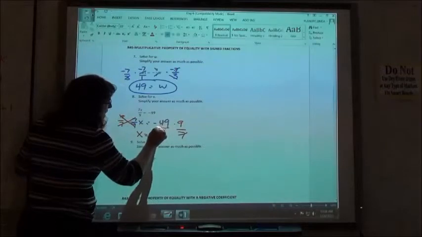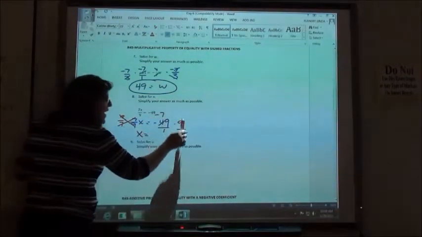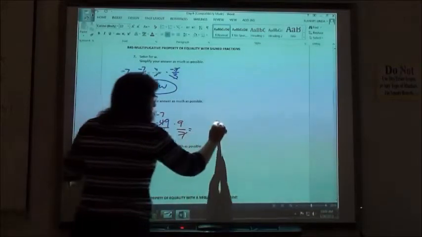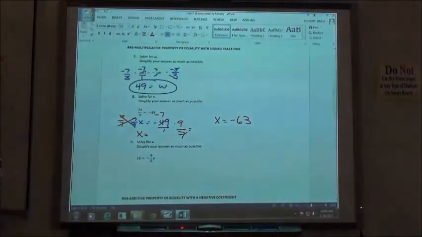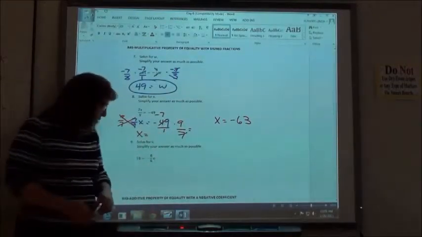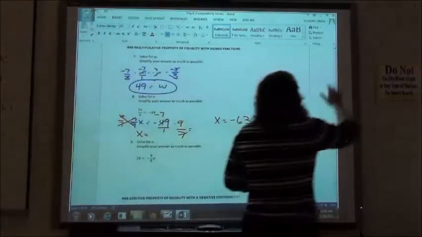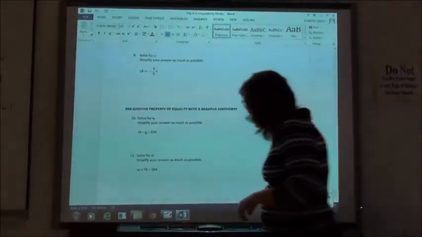7 goes into negative 49, negative 7 times. A negative 7 times a positive 9 is a negative 63. Now if you're really bad with fractions, you could use your calculator, but most of these will come out to nice whole number ones that you don't really probably need your calculator for.